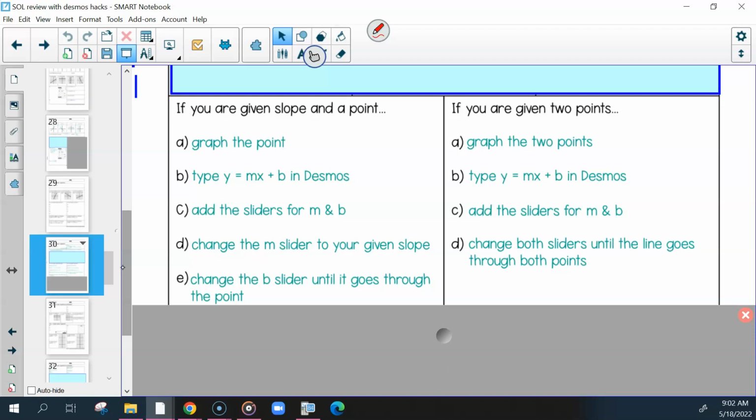Are they going to hand out graph paper? You may have actual paper. I don't know about graph paper since you have Desmos.